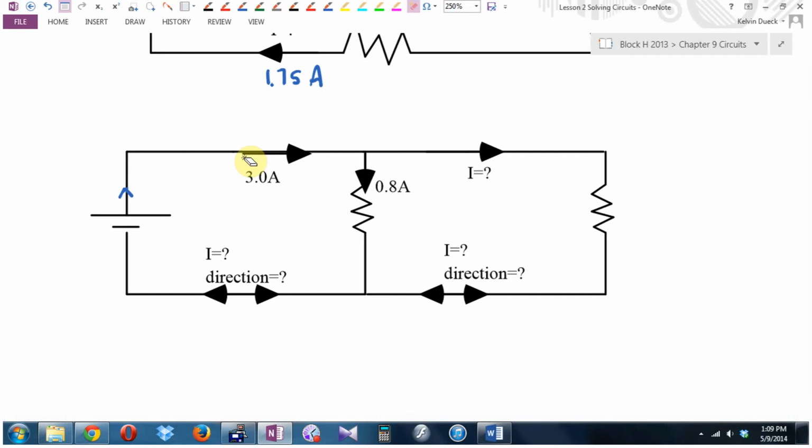So, how many amps right here? Yes. Why? Because that's how many amps are right there and they haven't had a chance to break off anywhere. So you know what? Let's write that. I always add the current leaving the chairlift.